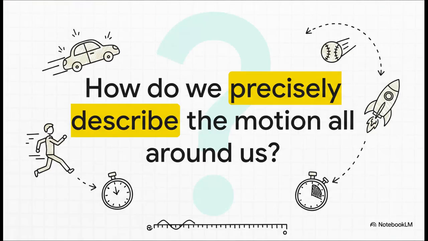All right, think about it for a second. Motion is everywhere, right? You see it every single day. A car driving down the street, a ball flying through the air, even just you walking from one room to another. But if you had to scientifically describe that motion, how would you actually do it? Saying something like, it went over there pretty fast? Well, that's just not going to cut it in the world of physics.